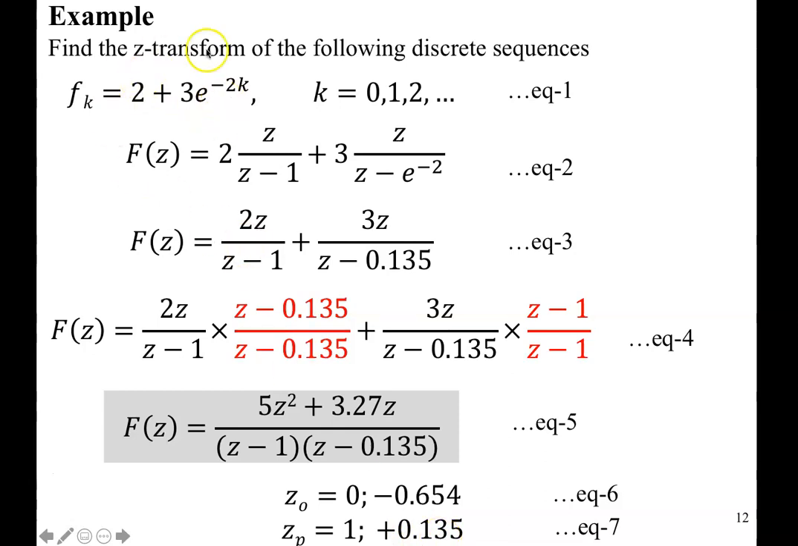So here I applied the linearity property of the Z transform, and I need to know the Z transform of the unit step sequence, and I also need to know the Z transform of the exponential sequence. Everything else becomes fairly routine. You just apply the definitions, find the common denominators and put them together, and afterwards you find zeros and the poles.